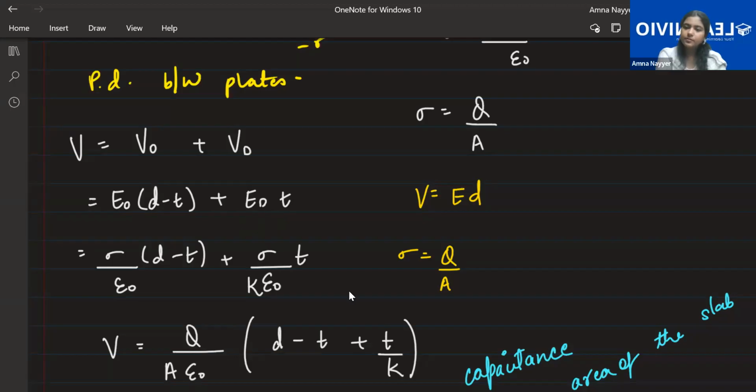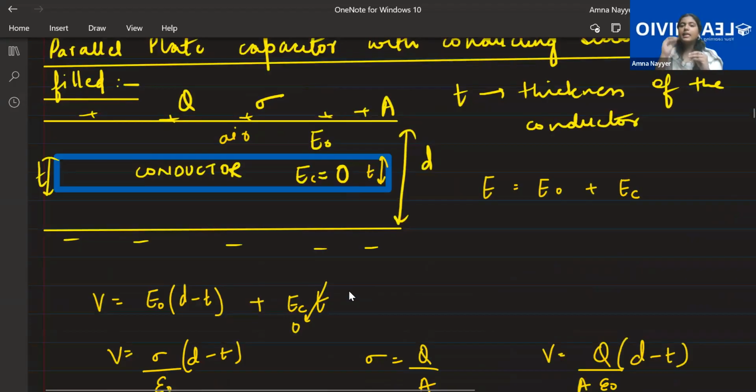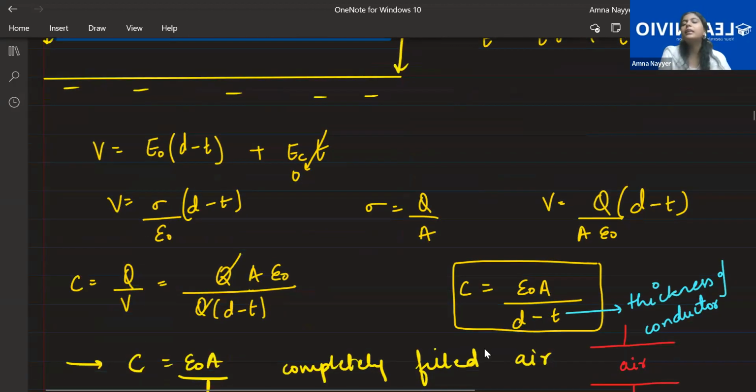In this one, it says that instead of the dielectric slab, a conductor has been put. The best part is that you will write the same thing: electric field due to air into D minus T plus electric field due to conductor into T, similar to the previous one. But the electric field inside a conductor is zero. Remember we discussed in the Gauss theorem class part. So this part becomes zero. That's why here you are only left with D minus T.